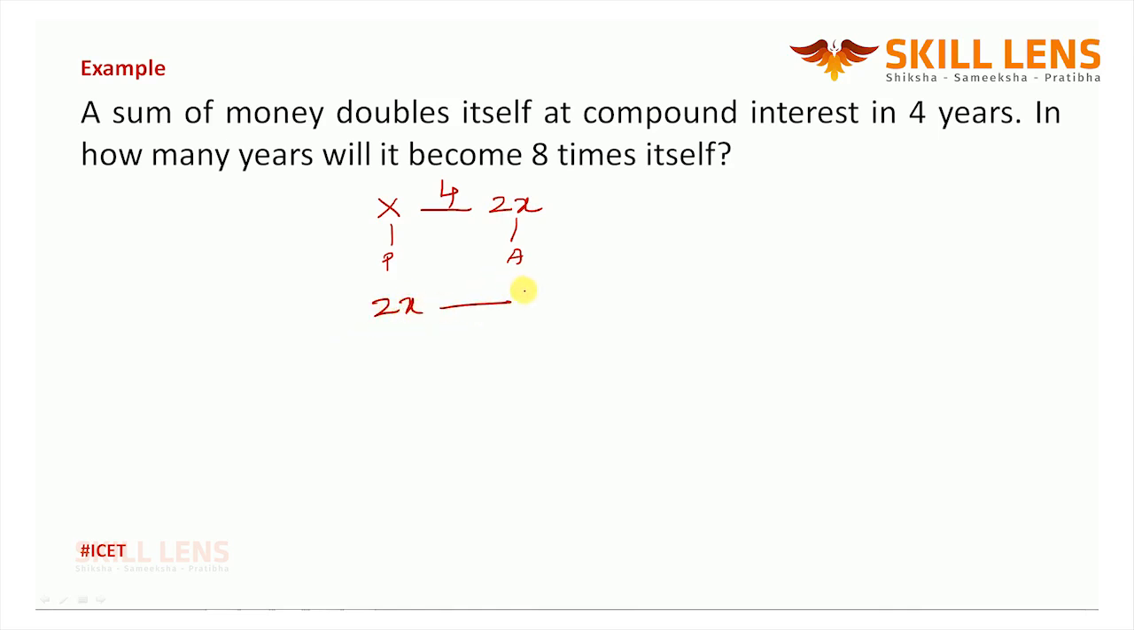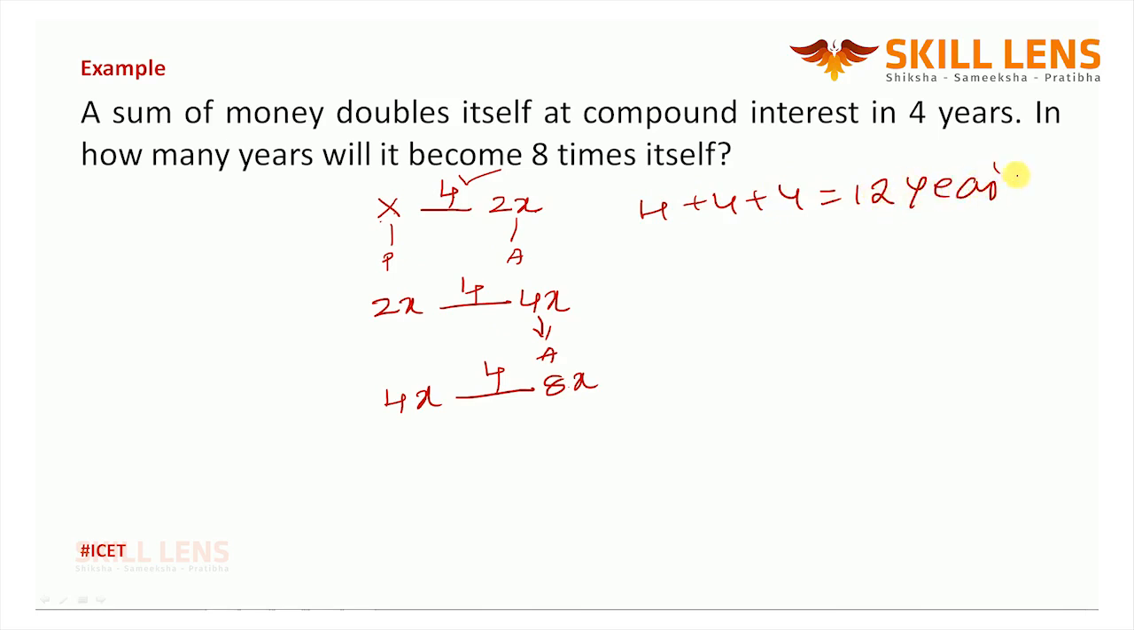Now 2x becoming double, which is 4x. Again, it will take 4 years. Your amount will become next year principal. So 4x is becoming double, which means 8x. Again, it will take 4 years. So the point is this: 4, 4, 4. X is becoming 8x in how many years? 4 plus 4 plus 4, which is nothing but 12 years. So this is how you need to handle your question.